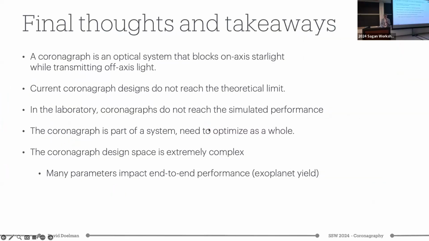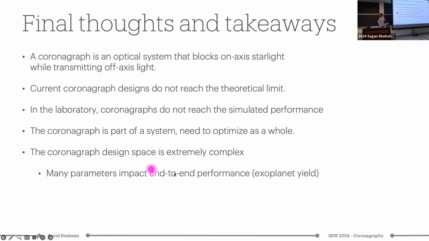That's the main message. And so I would like to end this lecture with some final thoughts and some takeaways. Of course, I hope the main thing you learned today is that the coronagraph is an optical system that blocks on-axis starlight and transmits off-axis planet light. However, also that we're not there yet in terms of designs because they're not close enough yet to the theoretical limit, so we can improve the theory.